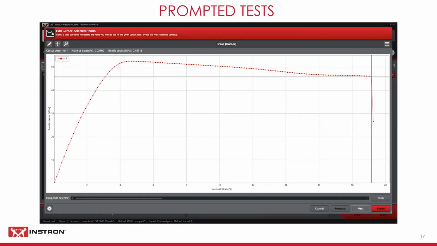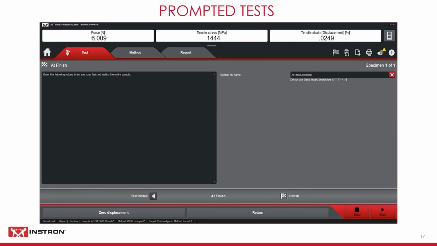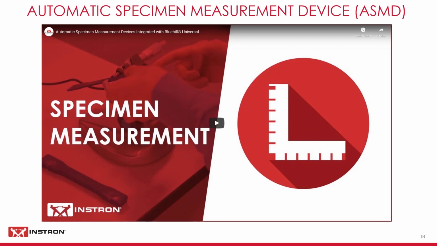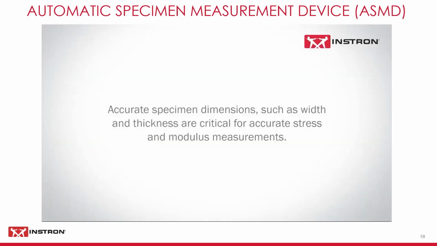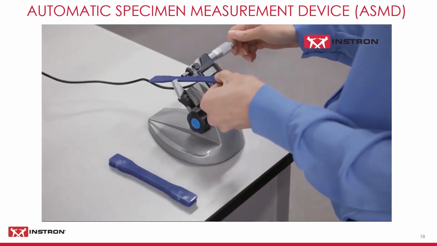Prompted test can offer peace of mind for a lab manager, as it can reduce human error and ensure all data is collected in a consistent manner. ASMD is one of my favorite features. In some cases, specimen measurement can consume 50% of your cycle time and easily provide areas for input errors.